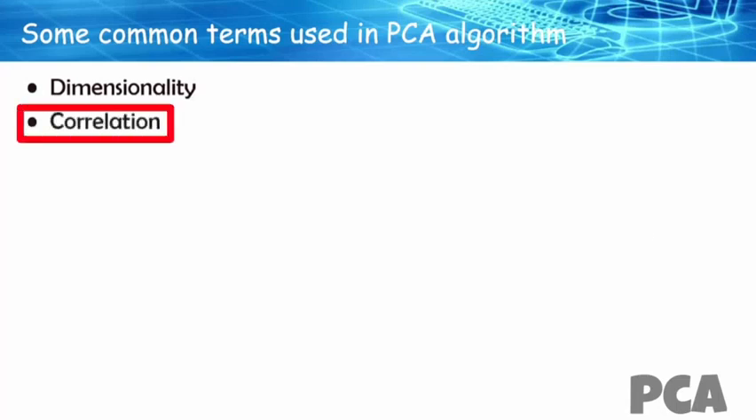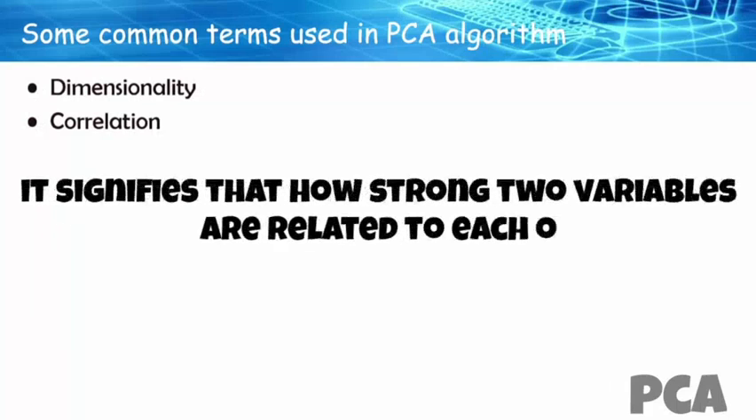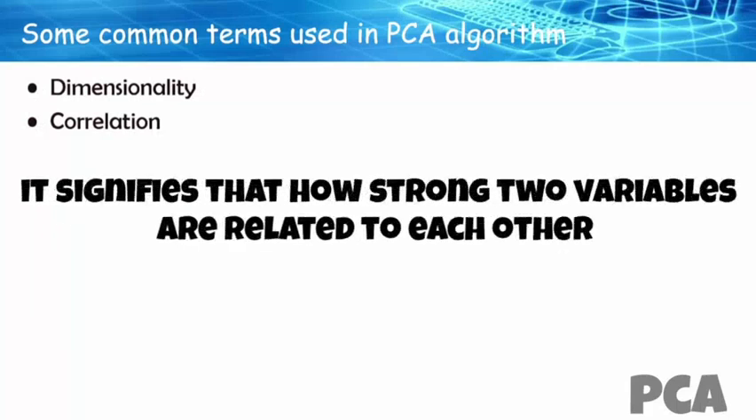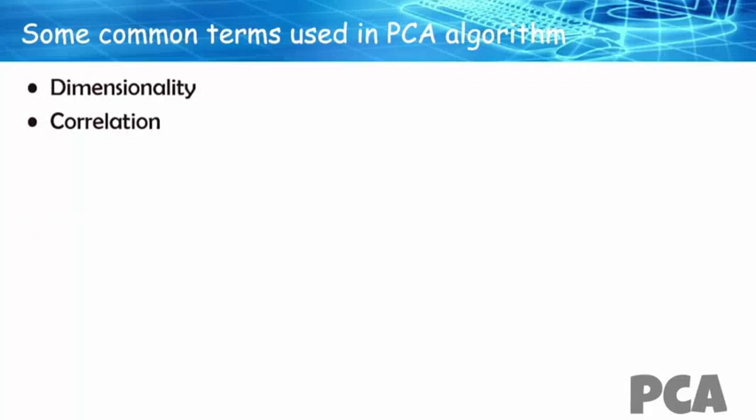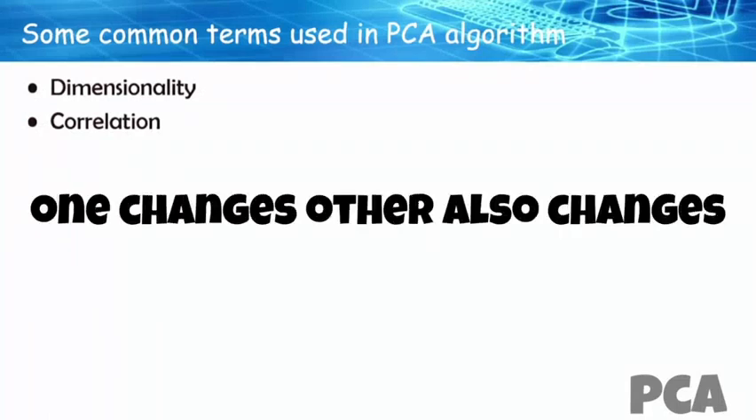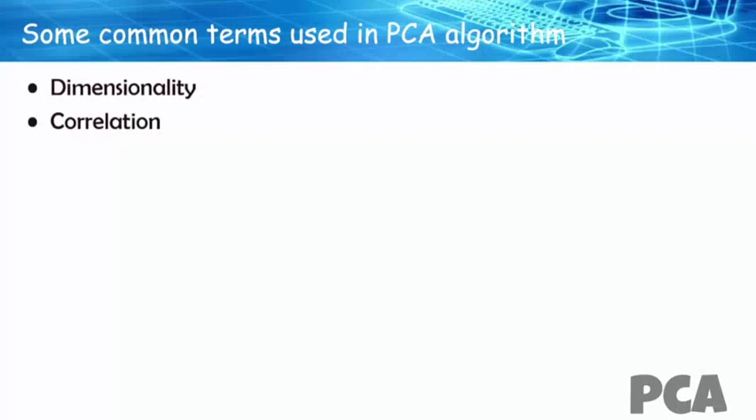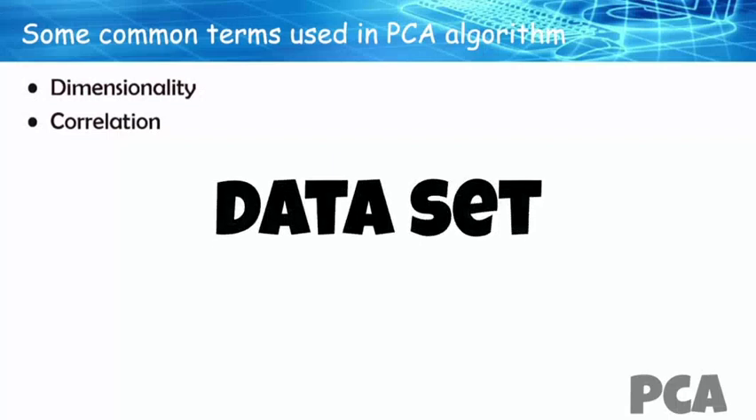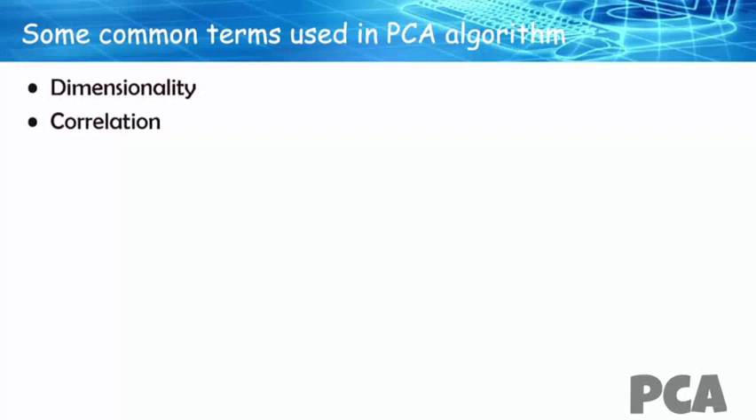Next is correlation. This we have come across in the previous videos also. Basically it signifies how strongly two variables are related to each other, such that if one changes then the other variable will also change. You can evaluate this behavior with respect to the data set itself. You can consider two features. Again, we were discussing high correlation.